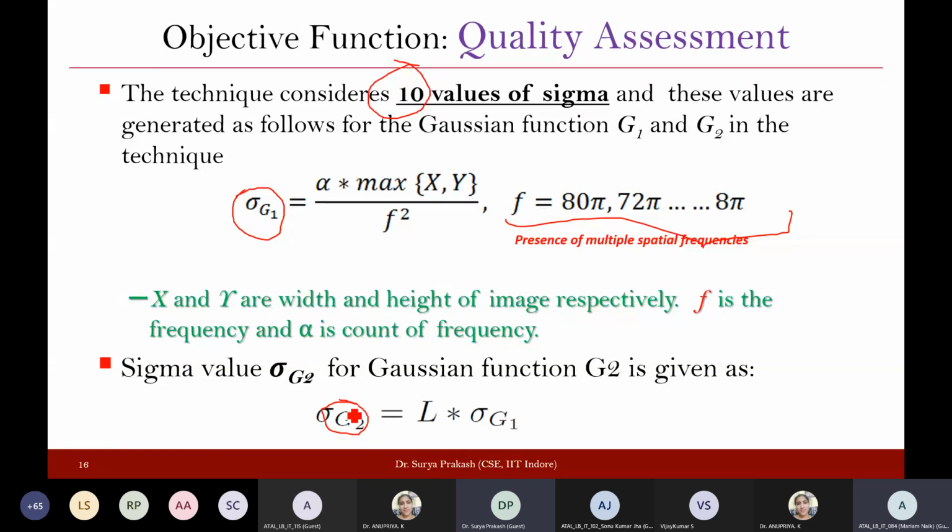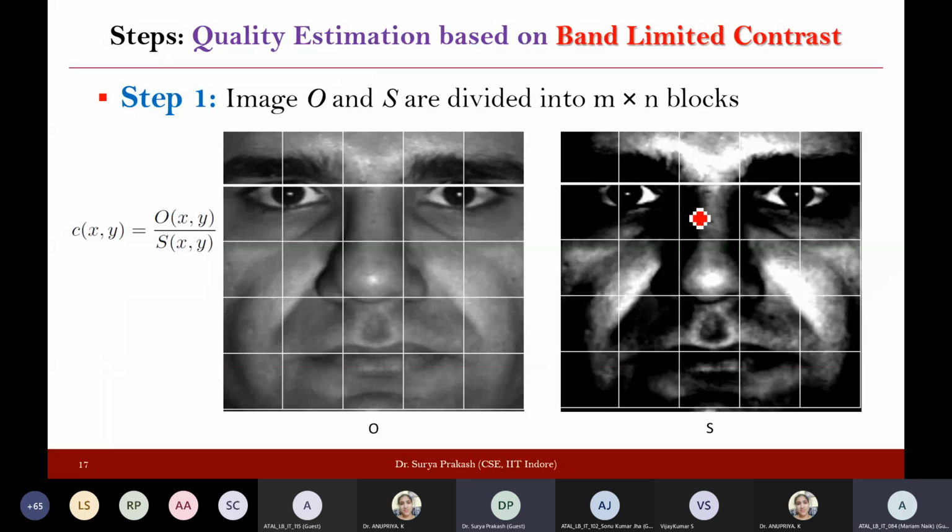So when you are creating those DOG images, they are computed for a set of sigma 1 and sigma 2 values, and these values are created with the help of the different frequencies that we are considering. In general you can have n frequencies, but here the value of n is 10. Okay, now let us see how the quality is computed based on this contrast value.